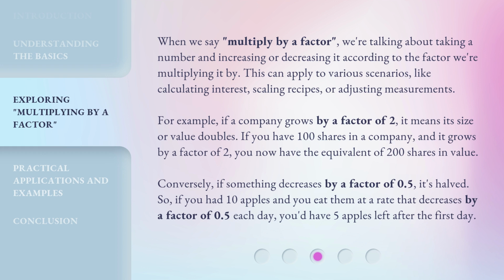Conversely, if something decreases by a factor of 0.5, it's halved. So, if you had 10 apples and you eat them at a rate that decreases by a factor of 0.5 each day, you'd have 5 apples left after the first day.